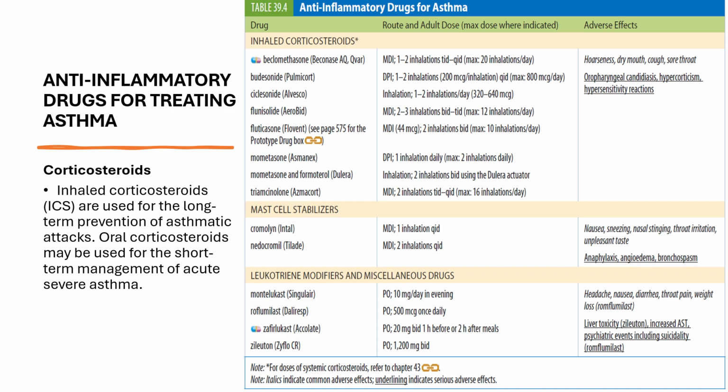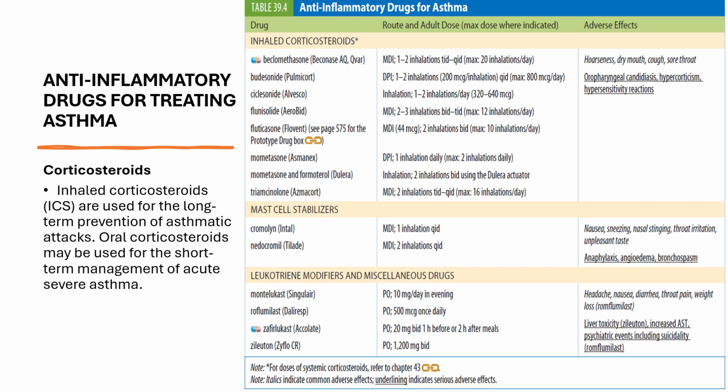LABA may be prescribed along with the inhaled corticosteroid to obtain an additive effect. Inhaled corticosteroids must be taken daily to produce their therapeutic effect, and these drugs are not effective at terminating acute asthmatic episodes in progress. Most patients with asthma carry an inhaler containing a rapid-acting beta agonist to terminate acute attacks if they occur.